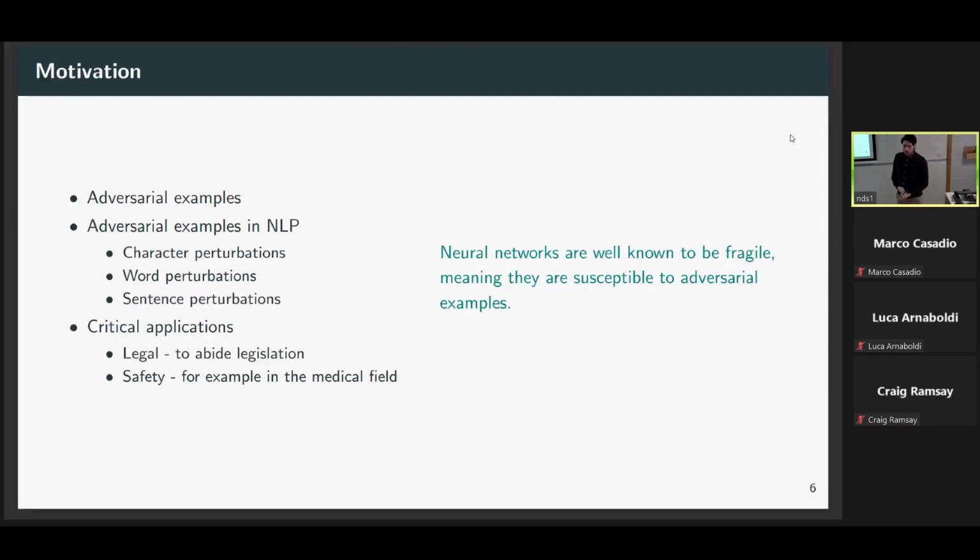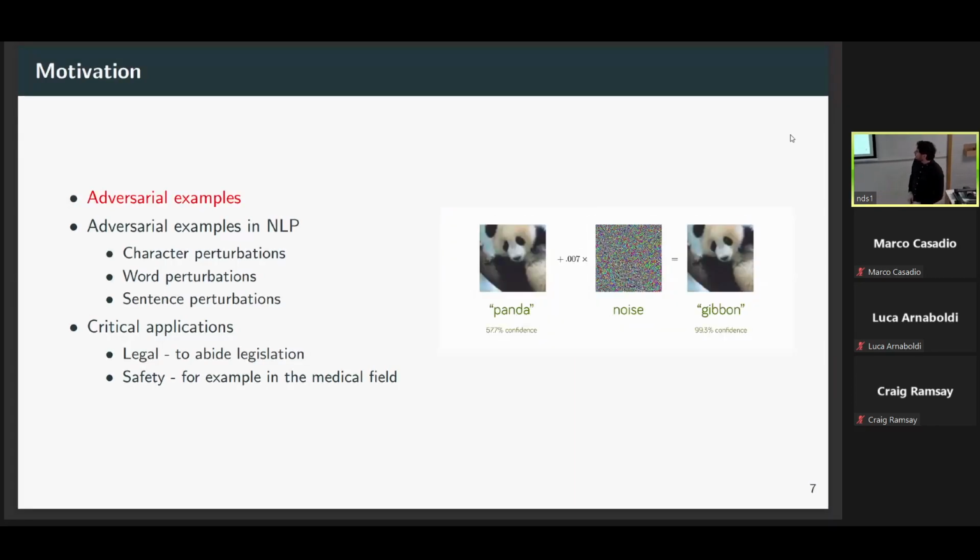So, why did we want to do this work? What is it about? Neural networks are fragile, and that means that they are susceptible to adversarial examples. What are adversarial examples? An adversarial example is a modification of an input, a small one that is not perceptible by a human, in this case, that changes the classification of the network. The network classifies it incorrectly.